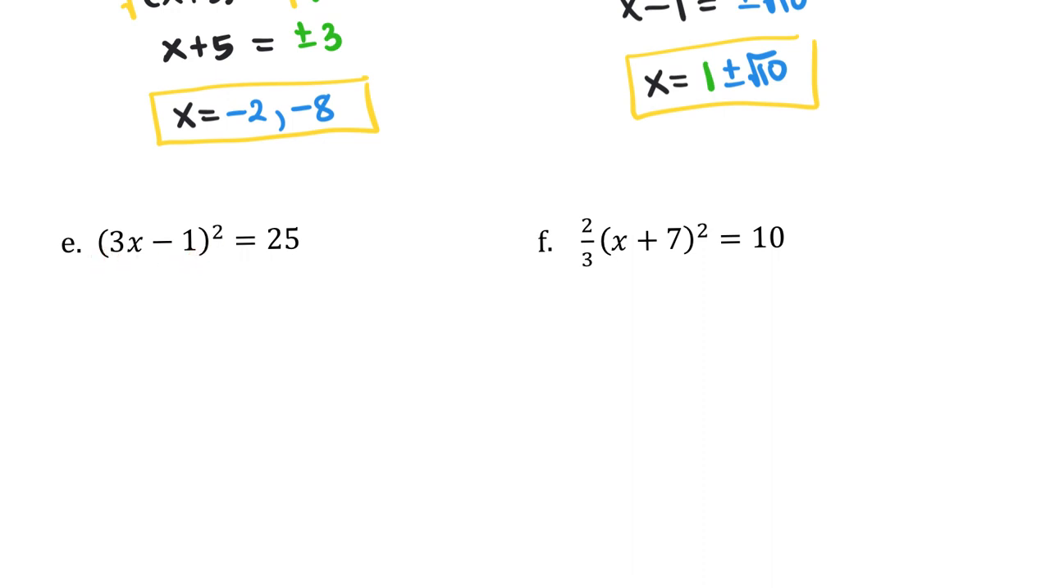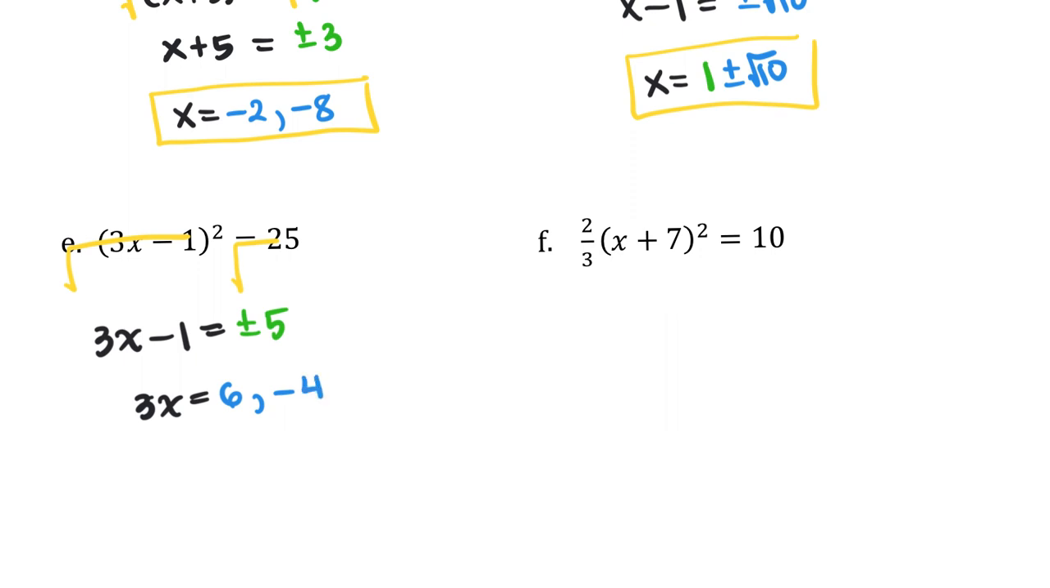Okay, so parentheses squared. We can square root it now. Okay, now I can bring down the parenthesis. Square root of 25 is 5, or negative 5. Okay, what do I want to do now? I'm going to add the 1 over, and we're going to try to do it in our head. Okay, if I do positive 5 plus 1, I get 6. If I do negative 5 plus 1, negative 4.